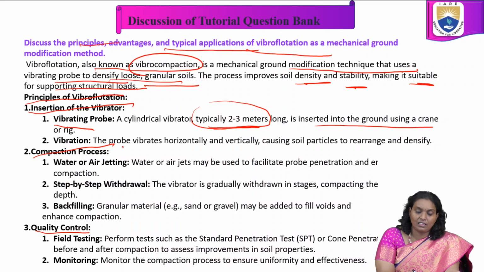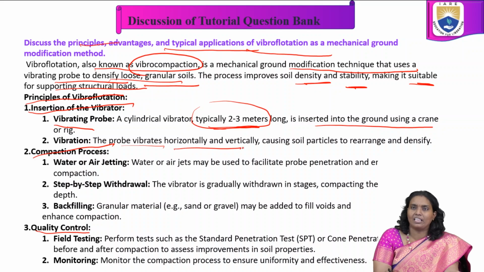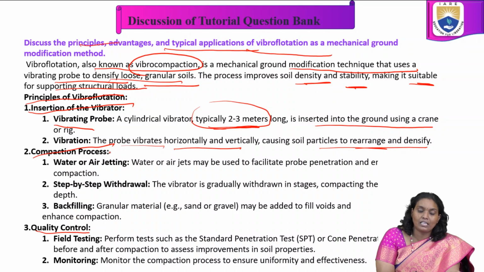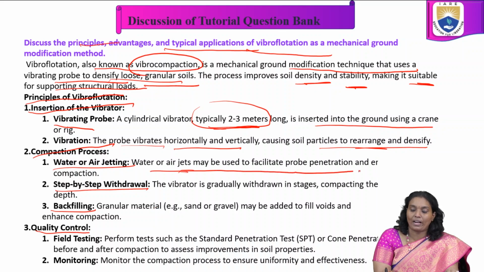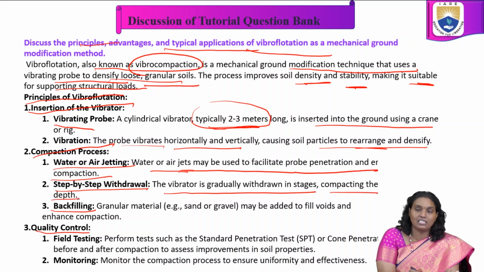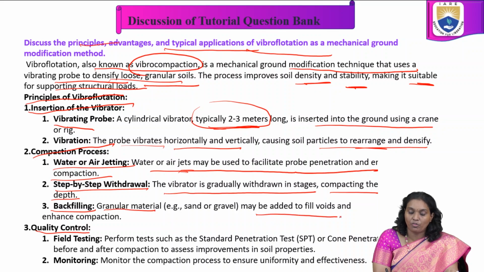Now vibration: the probe vibrates horizontally and vertically, causing soil particles to rearrange and densify. Now compaction process: water or air jetting, step-by-step withdrawal, backfilling. Water or air jets may be used to facilitate probe penetration and enhance the compaction. In step-by-step withdrawal, the vibrator is gradually withdrawn in stages, compacting the soil at each depth. In backfilling, granular material may be added to fill voids and enhance compaction.